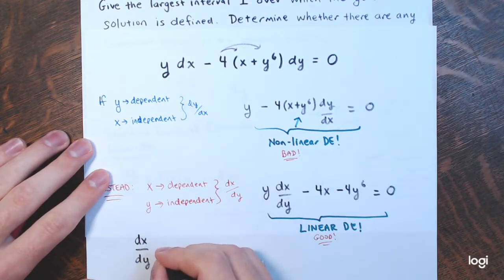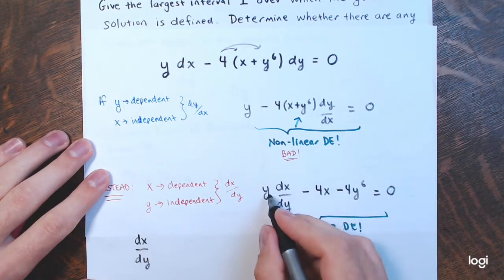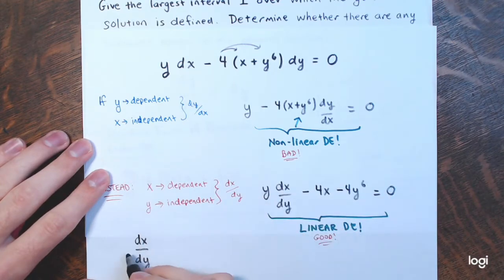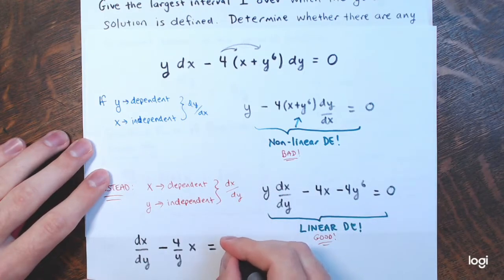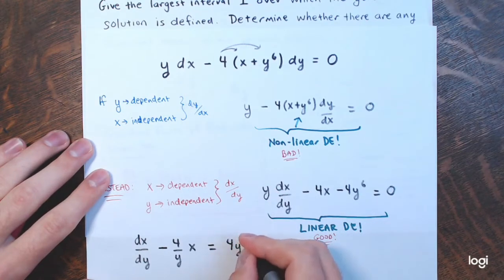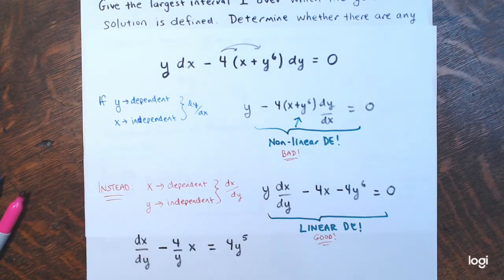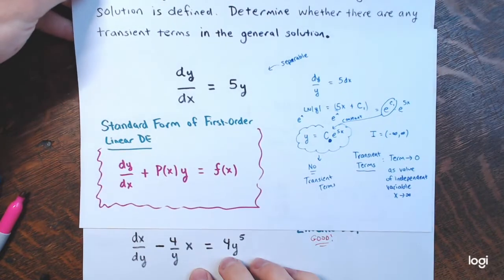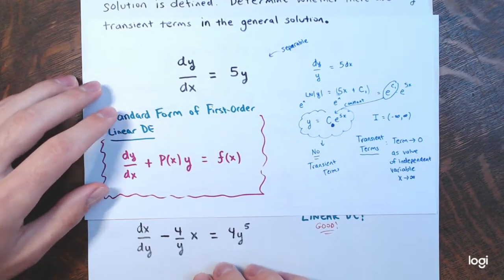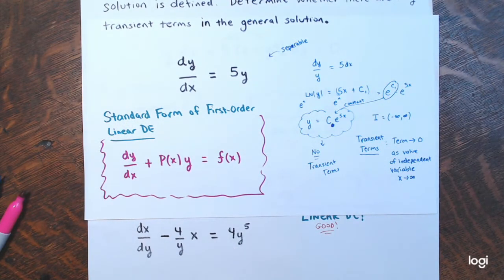Then I'm going to divide everything by y to get the coefficient on the derivative to be 1. So I have minus 4 over y times x, and then equals, and I would add 4y to the 6th, then divide by y, so I'd have 4y to the 5th on the other side. Right, and this is in that standard form. Just switch the roles of x and y. Again, we're treating x as the dependent and y as the independent.